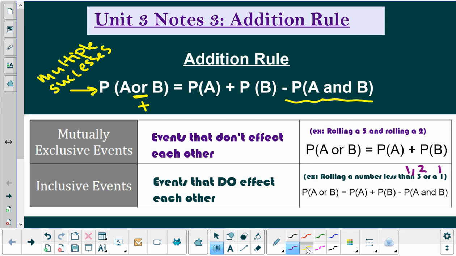But the problem here is that if we take those two and add them together, this 1 existed in both categories. I can't add the 1 twice. The 1 doesn't exist twice on a number cube. So I have to subtract away the things that existed in both categories. That's what's going to happen with our addition rule today. So we're looking for one probability, but it has multiple successes. Let's do some examples here.